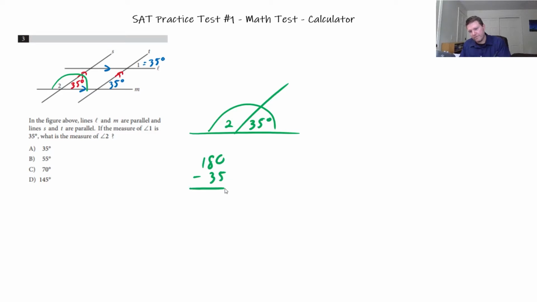And then this is what's called a linear pair. So 2 and 35, if you look, they make a semicircle, right? So these guys have to equal 180. So you can just say 180 minus 35, and you end up with 145.